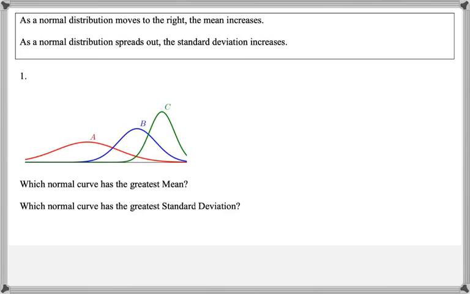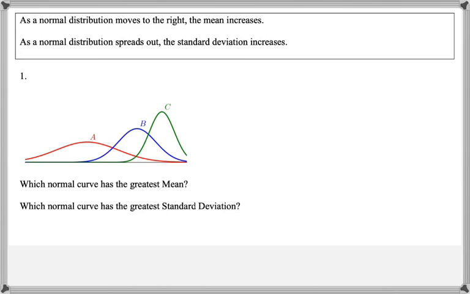As a normal distribution moves to the right, the mean increases. As a normal distribution spreads out, the standard deviation increases. So on number 1, we have 3 different graphs, and it asks which normal curve has the greatest mean. So the means are here, here, and here. And again, as we move to the right, the mean increases.